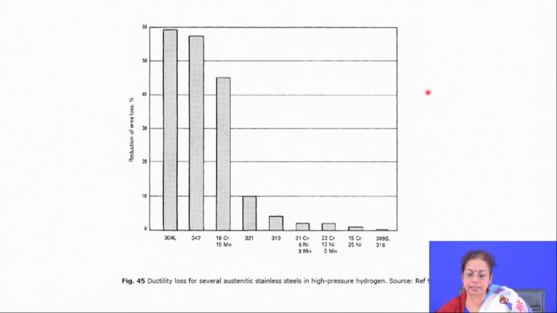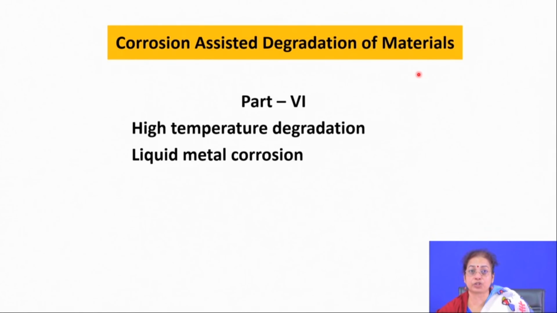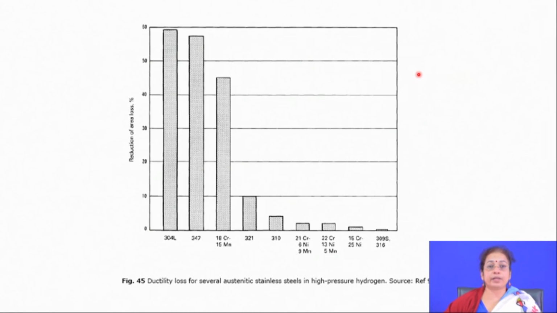You will find ductility loss in several austenitic stainless steels in high pressure hydrogen. Ductility actually reduces from 50% to as low as 0.1%. So you have to be careful when there is hydrogen in the environment because it can cause loss of ductility to a large extent. Hydrogen can also assist the stress corrosion cracking phenomenon. If you are interested in getting rid of this problem, you have to use proper materials and you have to get rid of hydrogen in the environment.